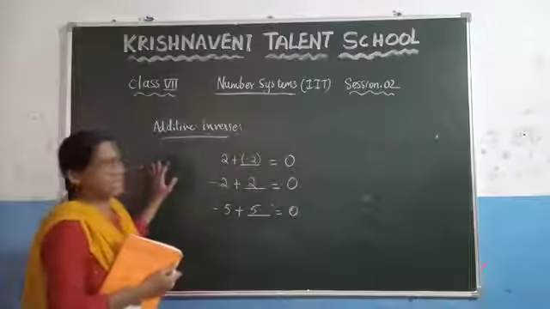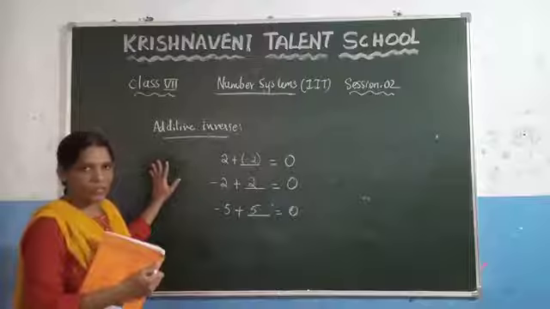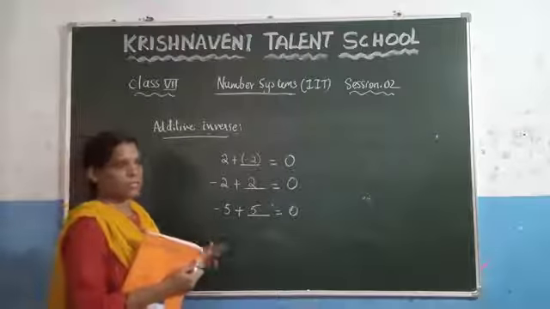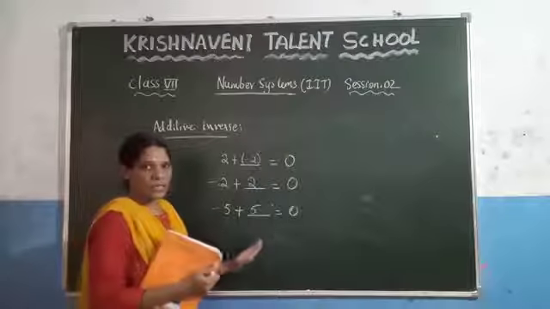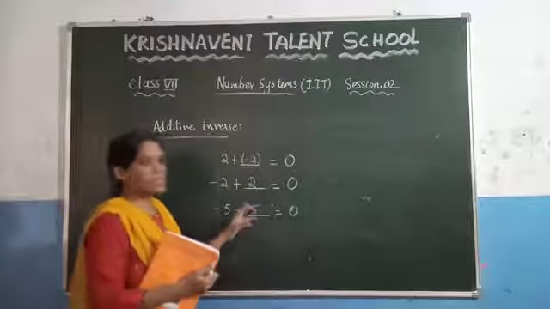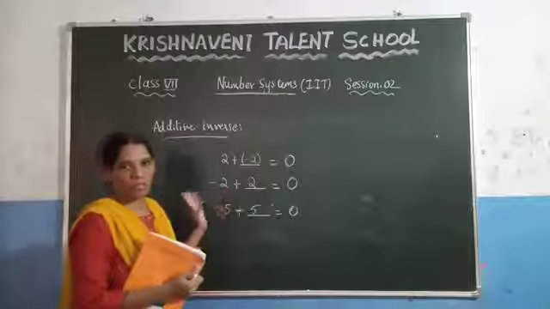This one we call an additive inverse. What is meant by additive inverse? Additive inverse is nothing but, if you consider any integer, you need to add one integer such that the result is 0, and that integer will be the additive inverse of the given number.